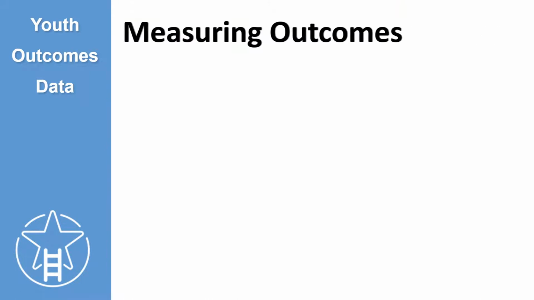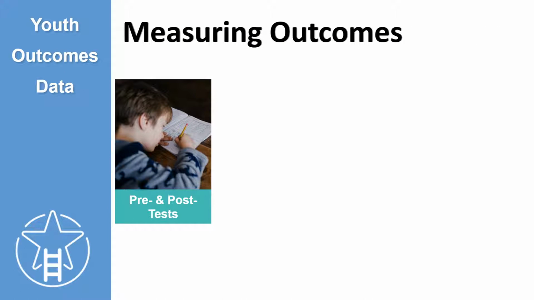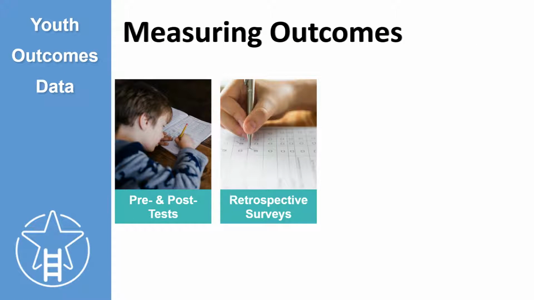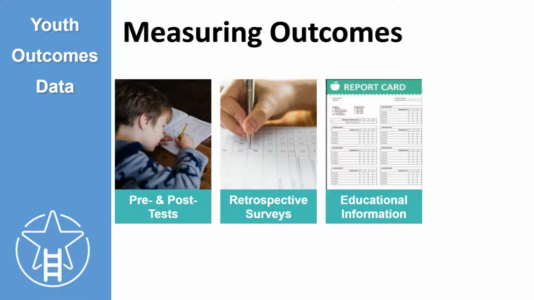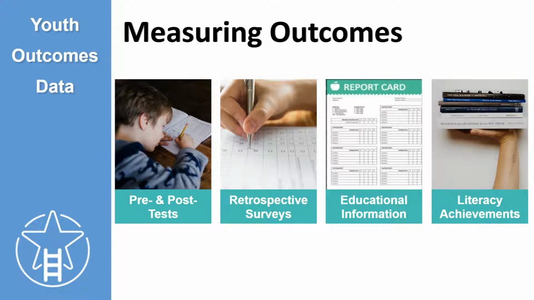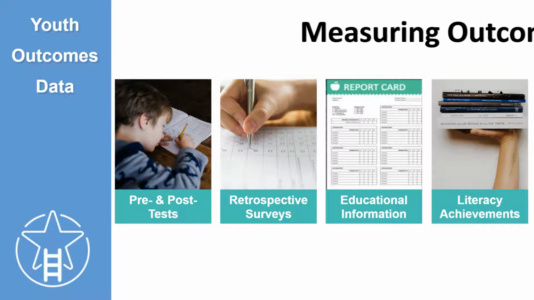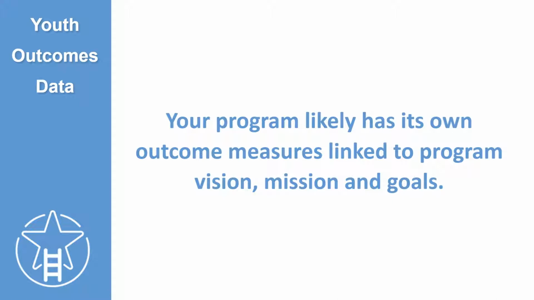Youth outcomes can be measured using pre- and post-tests, retrospective surveys completed by participants, staff, or others, such as teachers and parents, educational information like school attendance, grades, and test scores, literacy achievements, or other social-emotional skill measurement tools, to name a few. Your program likely has its own outcomes measures linked to program vision, mission, and goals.